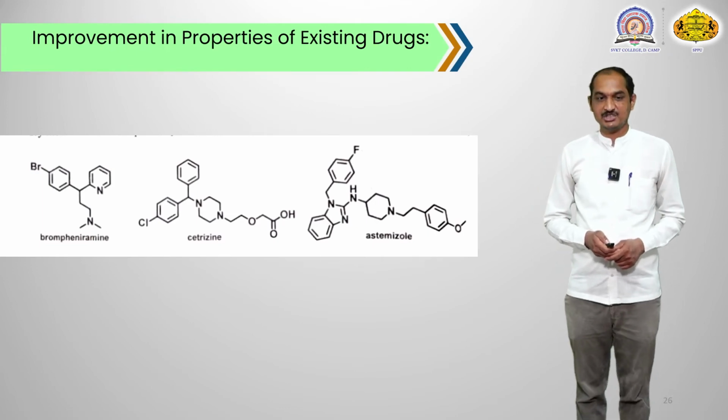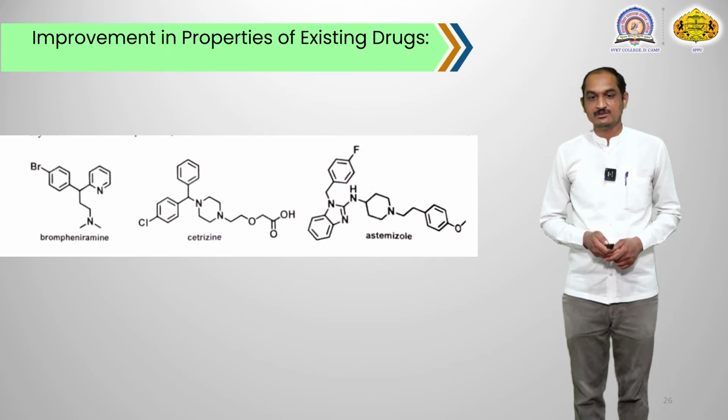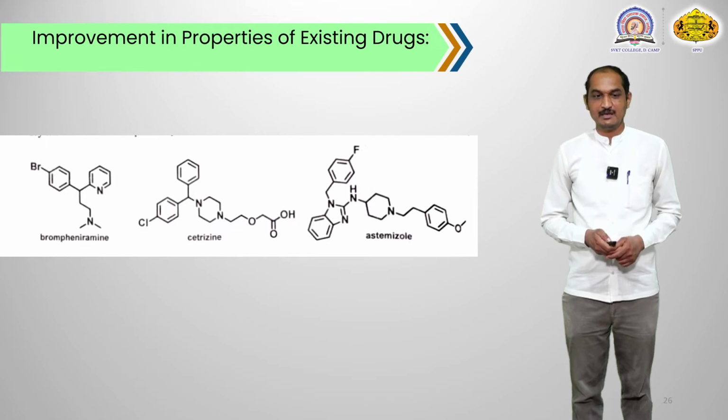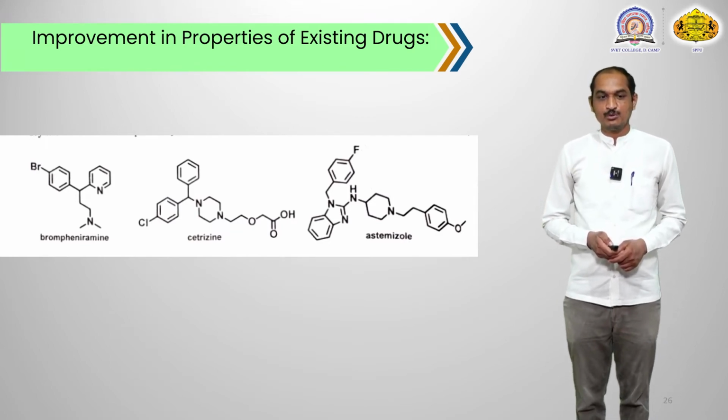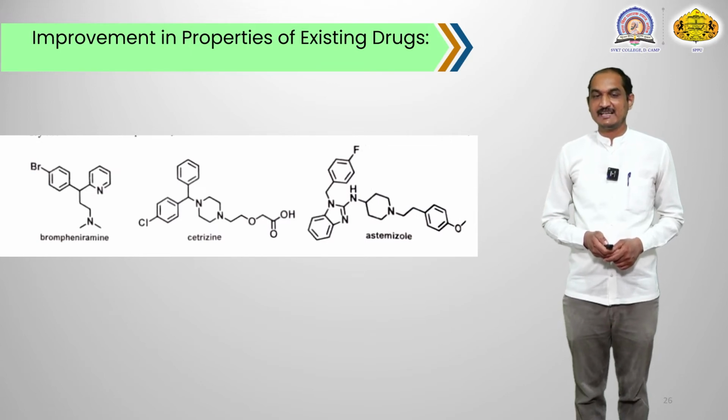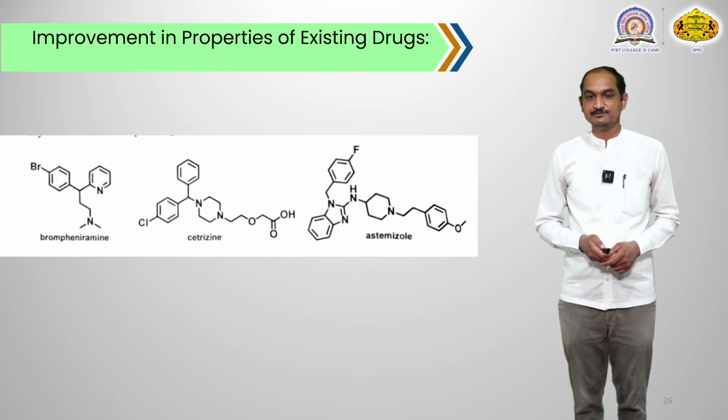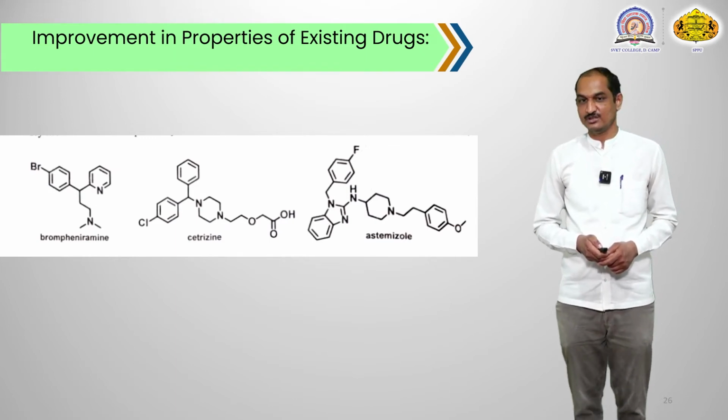These are the structures of some drug molecules. For example, the first structure shows the bromophenyramines, the second structure is for the cetirizine, and the third structure is the estomazole drug.